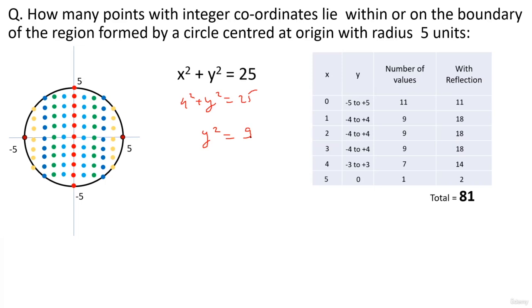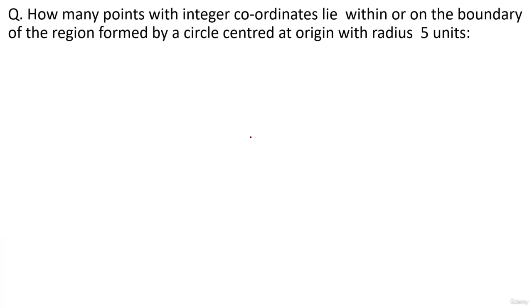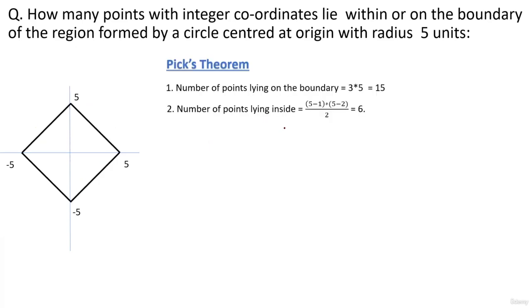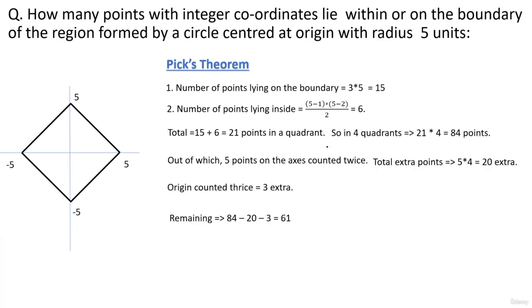Now let's look at another approach to solve the same question. What we will do is divide this question into two parts. First, we will solve it with Pick's theorem, without the circle. We have already found the number of points inside by using Pick's theorem, and that was 61. We solved this question some time back. Now, on top of this, we have to draw the circle, right?